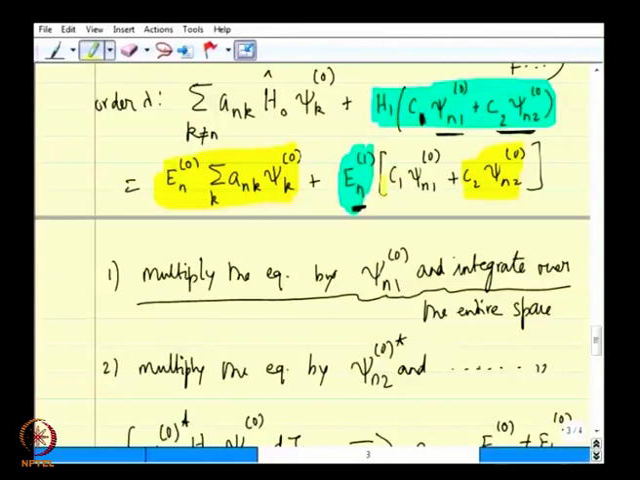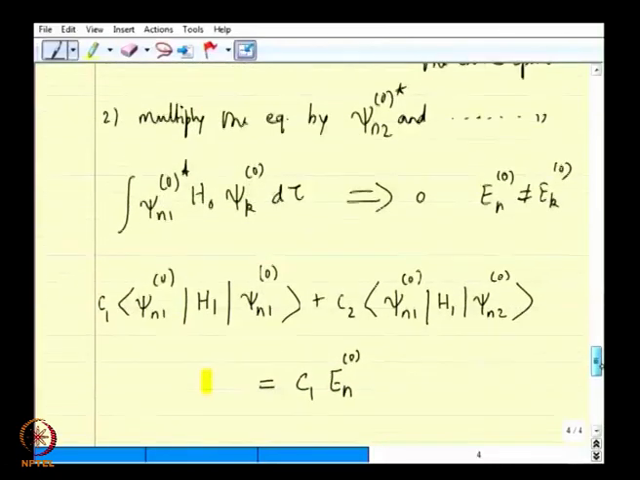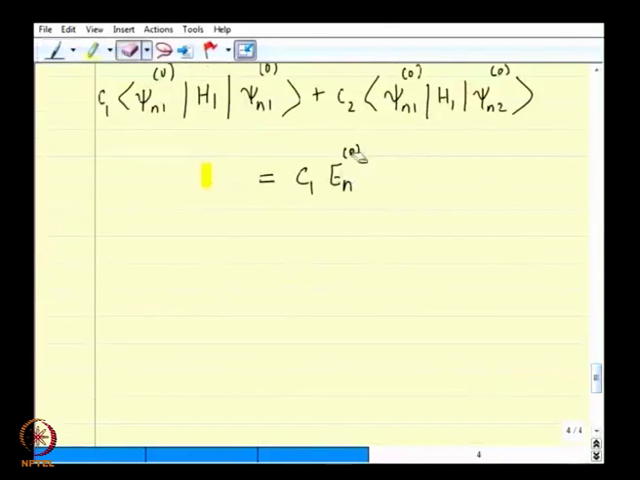So what is left over is only one term, and this will give you a normalized psi n1 0 star psi n1 0 d tau. It will be 1. So the answer on the right hand side will be simply C1 E n 1, okay.